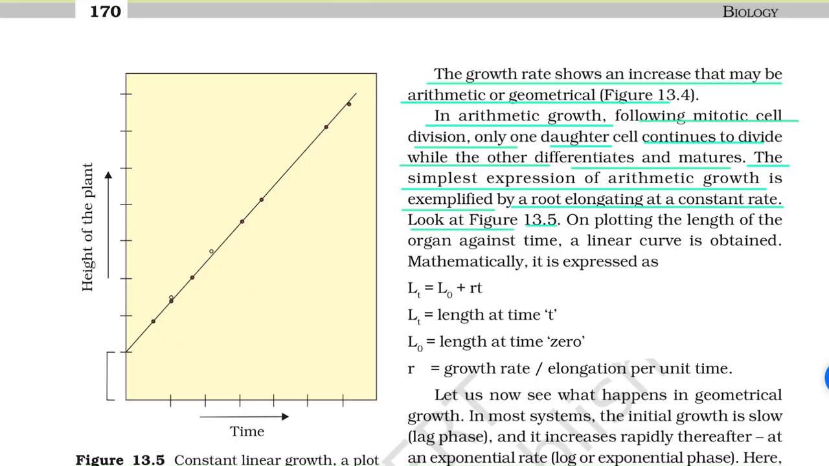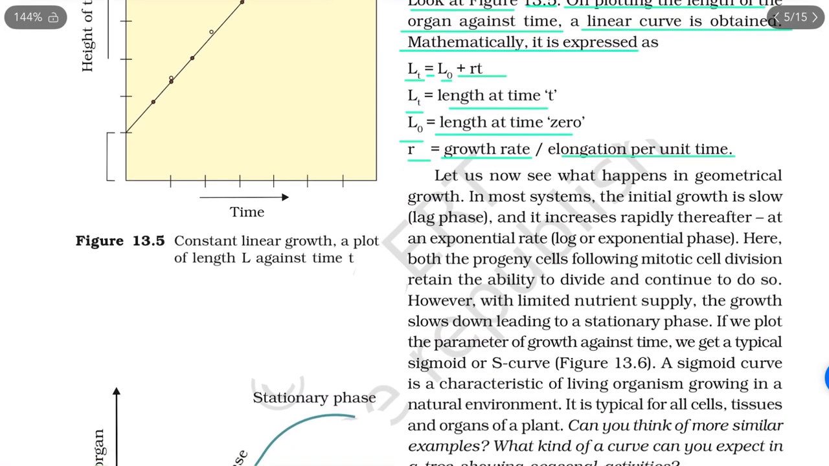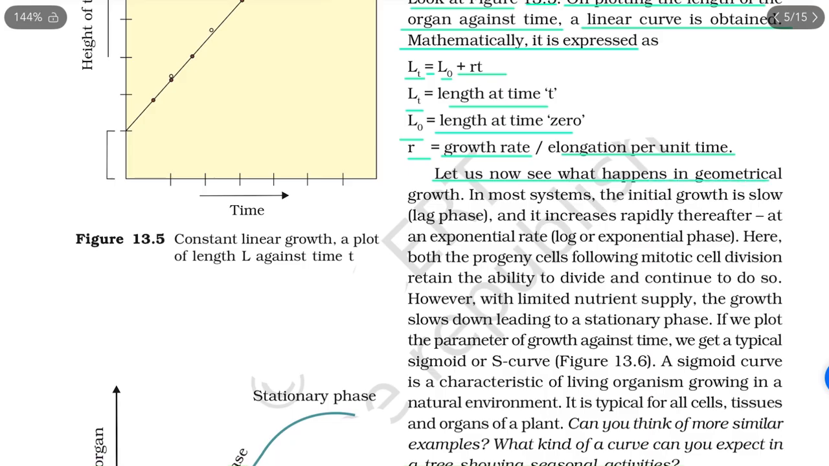Look at the figure 13.5. When plotting the length of the organ against time, a linear curve is obtained. Mathematically, it is expressed as Lt = L0 + rt, where Lt is length at time t, L0 is length at time 0, and r is the growth rate or elongation per unit time. Let us now see what happens in geometrical growth.